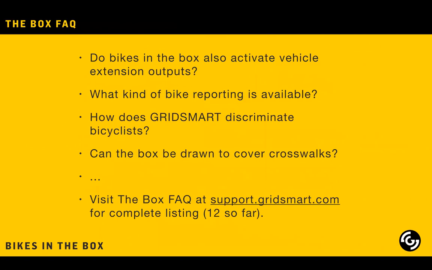The other question is, how can the box be drawn to cover crosswalks? At present, no. This is specifically about bikes and vulnerable road users that might be in the box. This is not for pedestrian zones as of yet. So I encourage you, like I said, that's just a few of the highlights of the FAQs, and I'm sure you guys might come up with some other questions. But on support.gridsmart.com, we've already drafted a box FAQ and answered some of those questions.